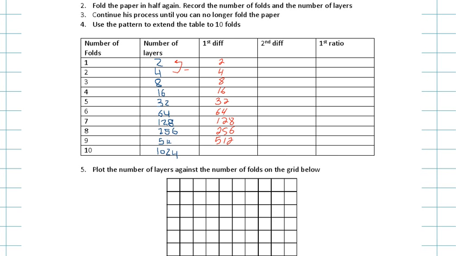How about my second difference? Do the same thing. 4 take away 2 is 2. 8 take away 4 is 4. 16 take away 8, 32 take away 16, 64 take away 32, 128 take away 64, 256 take away 128, 512 take away 256. What do you notice? It's not constant. They're the same numbers again. So it's not constant, it's not quadratic.